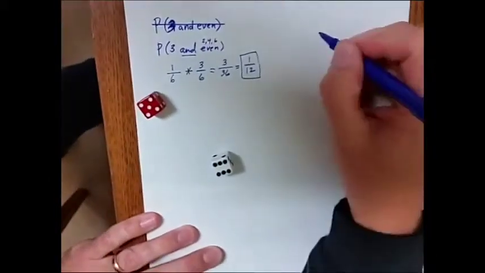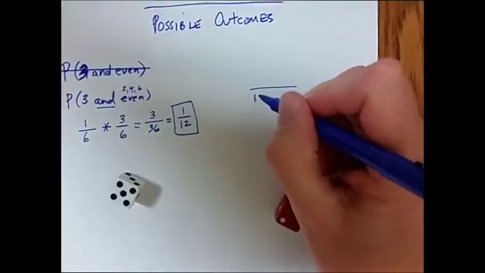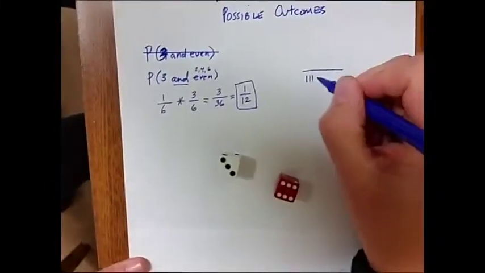Are we ready? So it's unsuccessful. I gotta have a 3 and an even. Yes.